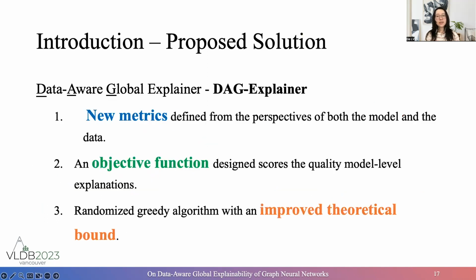So essentially, the first case demonstrates that existing explainers may fall short from the model's perspective, and the other two show that current techniques may fail from the data's perspective. Thus, in this work, aiming to achieve the best of both worlds, we propose a data-aware global explainer to tackle the discussed drawbacks.